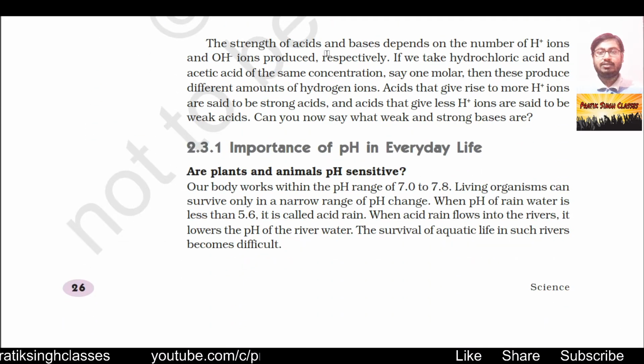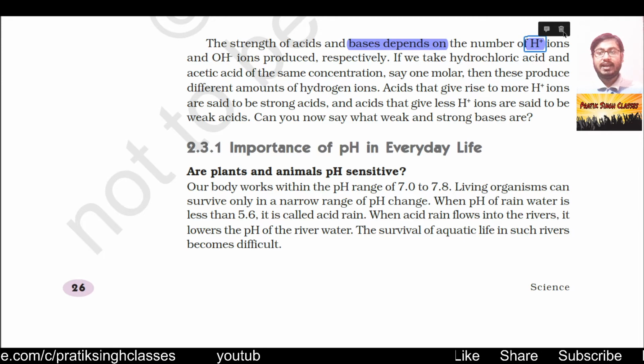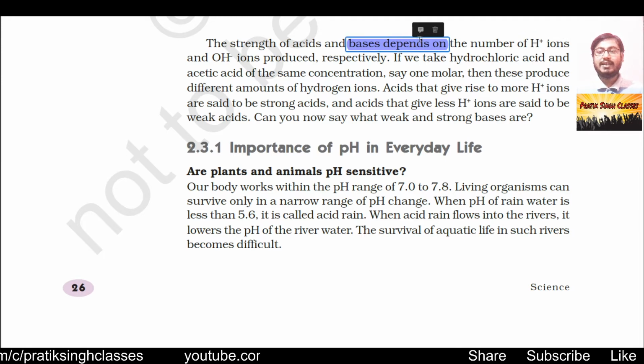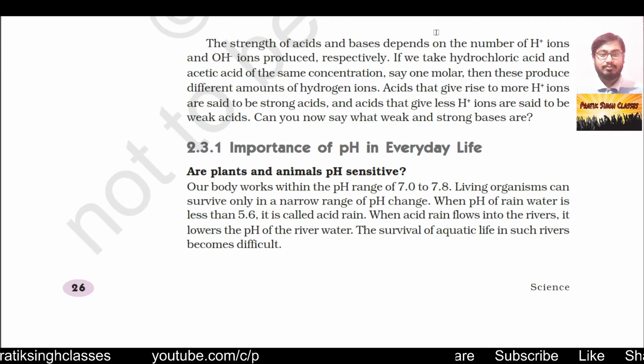Fine. The strength of acids and bases depends on the number of H plus ions and OH minus ions produced respectively. That means the higher the amount of H plus ions, the higher the acidity, and the higher the number of OH minus ions, the higher the basicity, or the stronger the base.